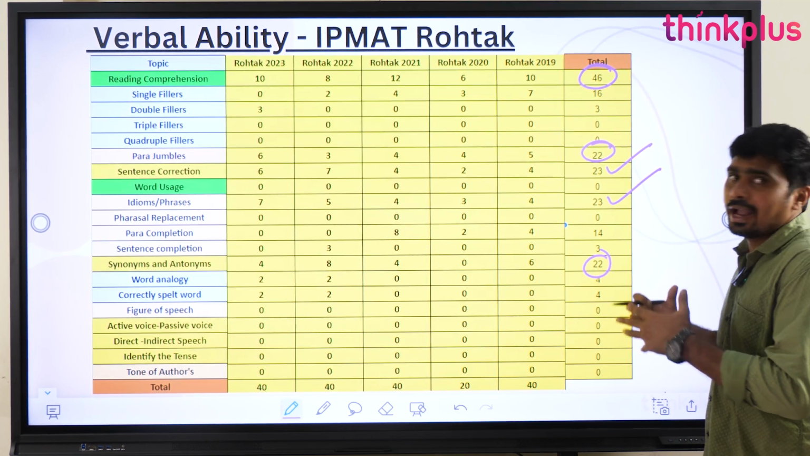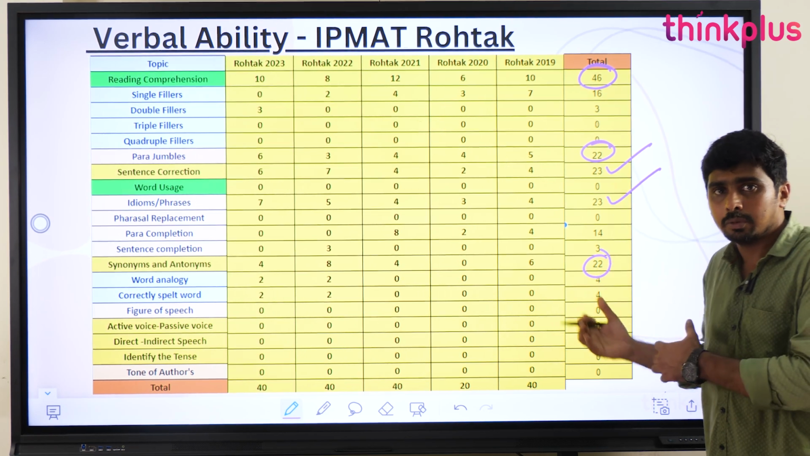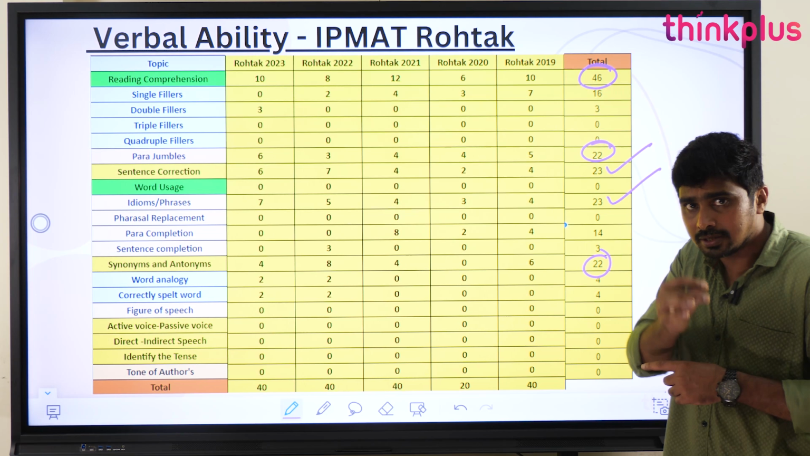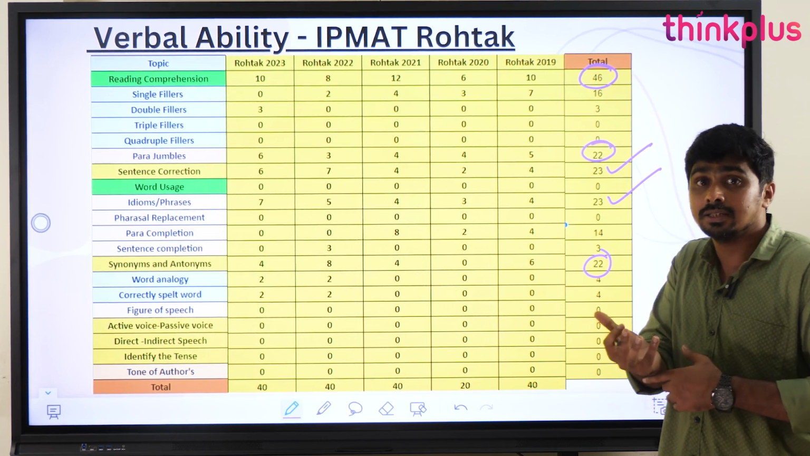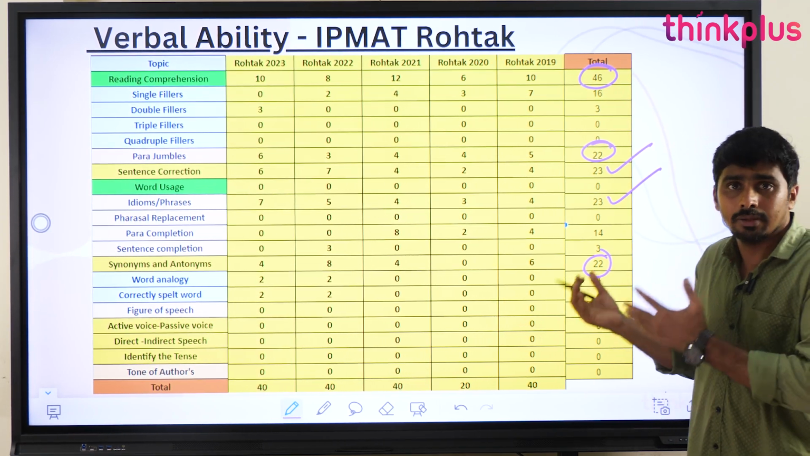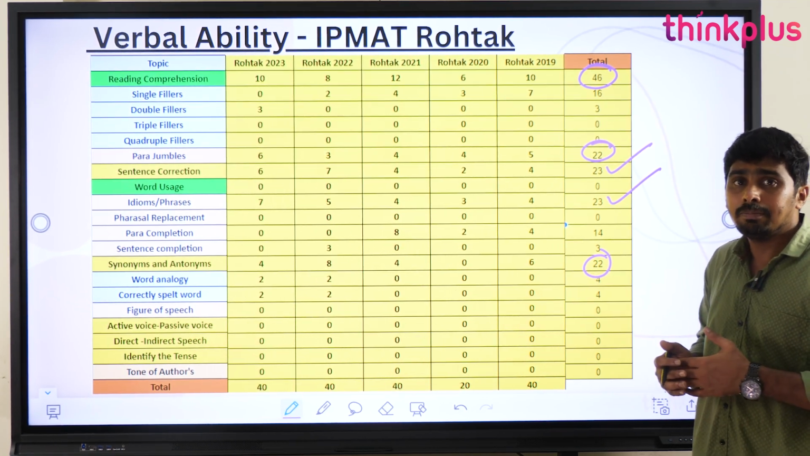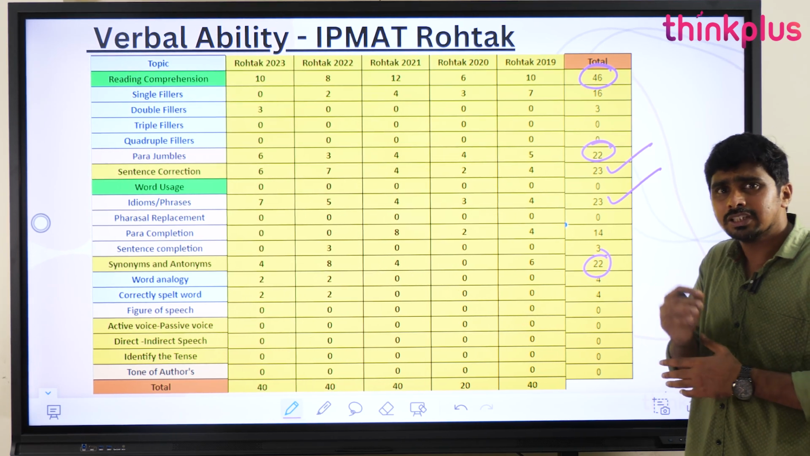So when you're making a plan for the next 5 months, like how you made a plan for quantitative aptitude, here also please make sure you take care of the 3 things. The grammar part, which could be helpful for sentence correction, and vocabulary, synonyms, antonyms, idioms and phrases, all these questions come under the vocabulary part. And para-jumbles, para-completions and reading comprehension, you must read a lot.